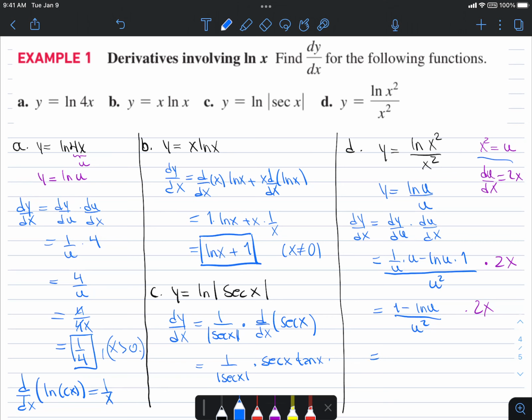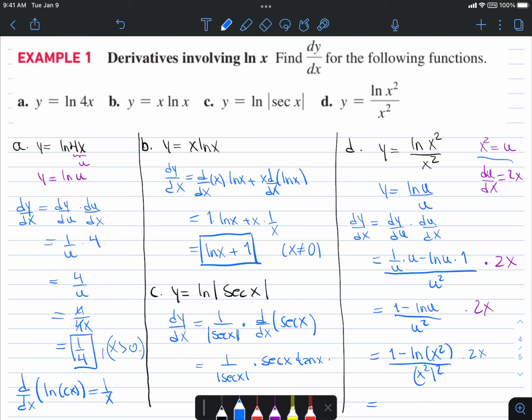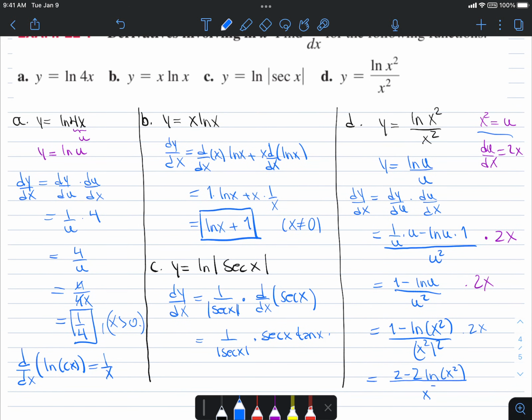And I can continue my calculation by replacing back what u was. So u was x squared, so this is 1 minus ln of x squared over x squared squared times 2x. So then the bottom will be x to the 4th. With that 2, and with that x that I can cancel, that will be 2 minus 2 ln x squared. Canceling the x to the 4th with the x to the first at the bottom, that's x cubed. And that is my final answer.